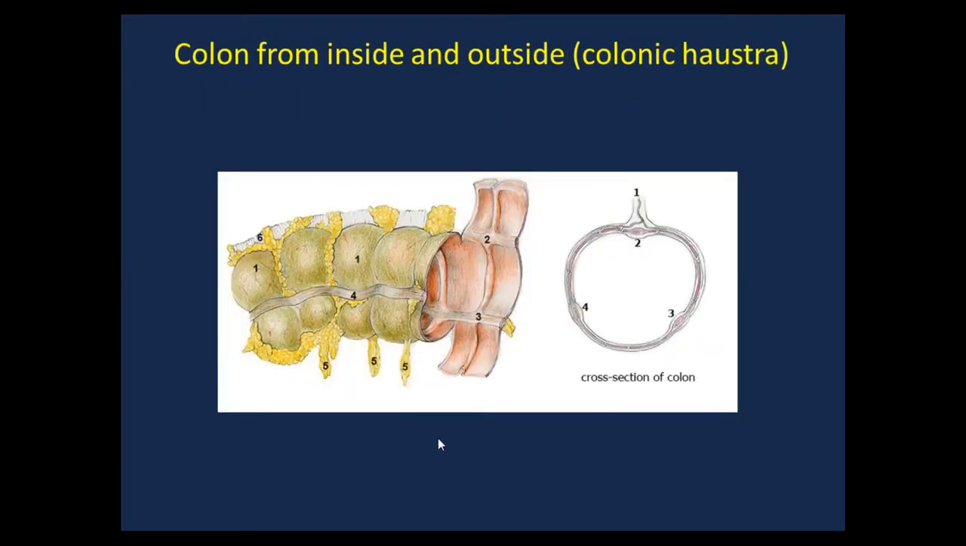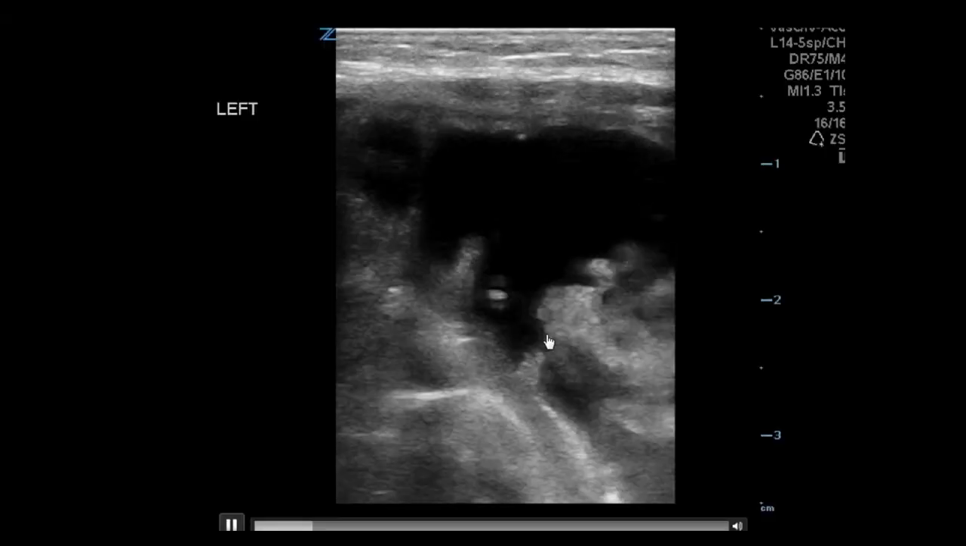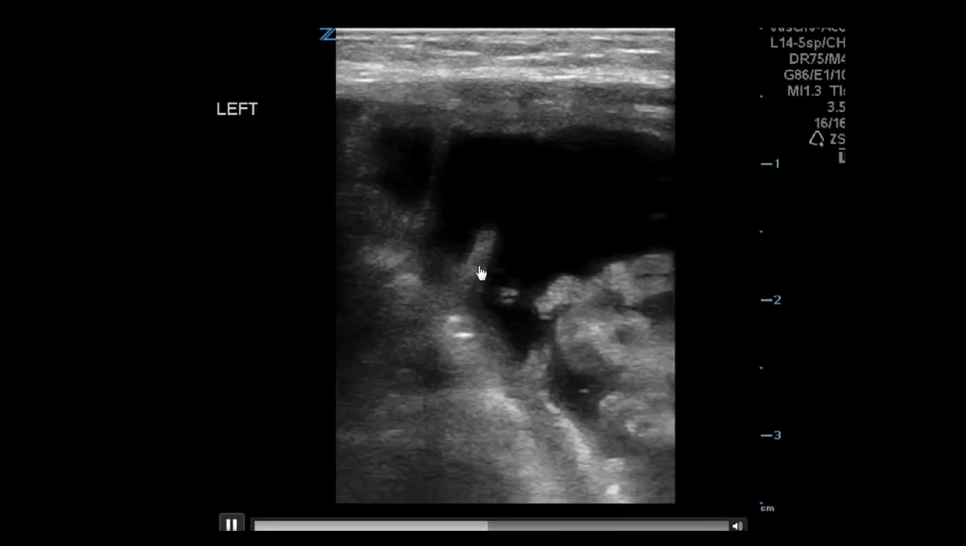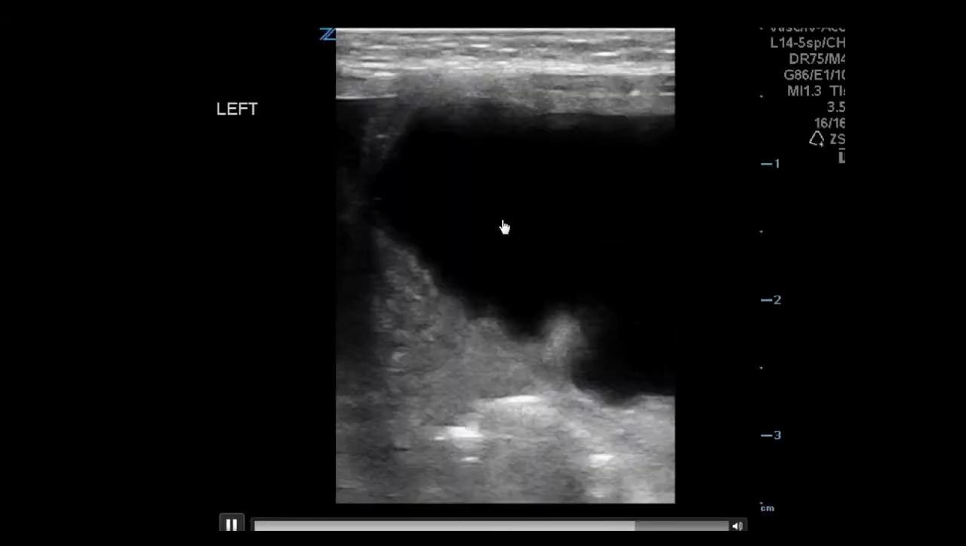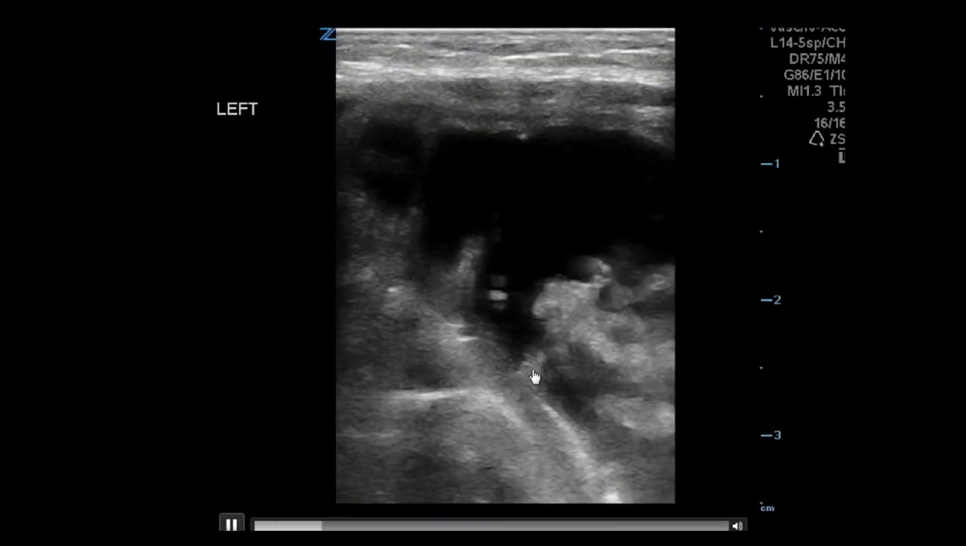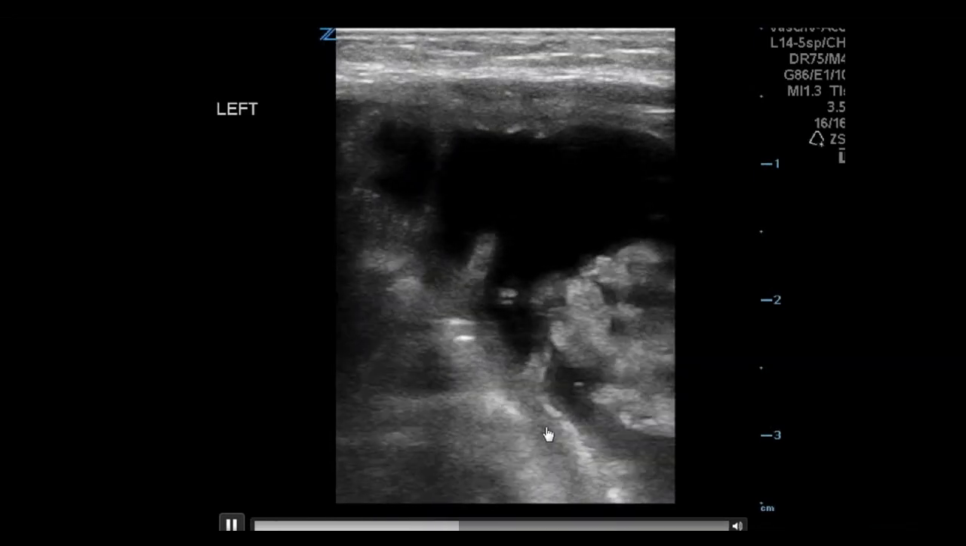What about colon? Colon from inside and outside can be identified by the presence of colonic hastra. So colonic hastra are like circles or balls from inside and outside, and this can be seen by ultrasound. So that's a colonic hastra from inside and also from outside.